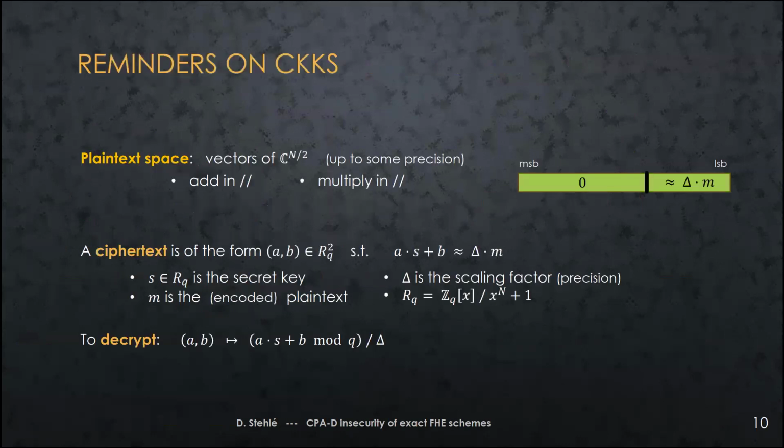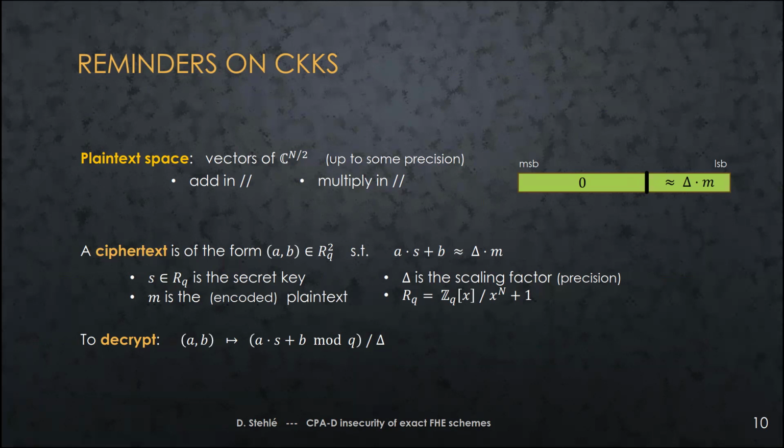Okay, so now let me move on to attacks on CKKS. The plaintext space is vectors of complex numbers up to some precision, and I can add and multiply in parallel. Here I will not even add or multiply, actually. I will do nothing homomorphically. When I decrypt, I get an integer mod Q, and in the most significant bits you have zeros, and in the least significant bits you have some scaled version of the plaintext M. Delta is a public scaling factor, and M is some real number between 0 and 1. So we get 0 and delta M when we decrypt.